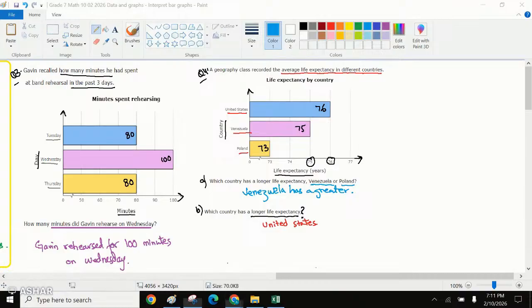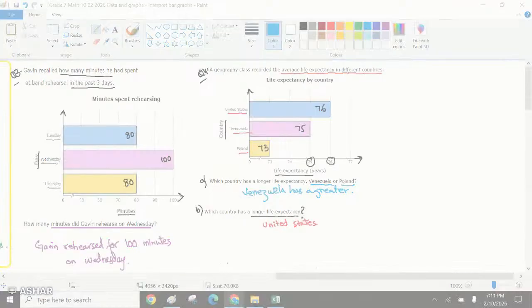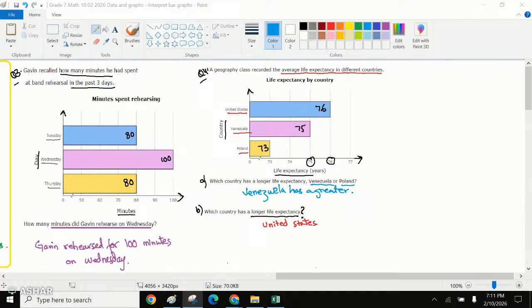Moving ahead to the next question. The next question says, a biology class average breath holding capacity for various animals. Okay, let's have a look.